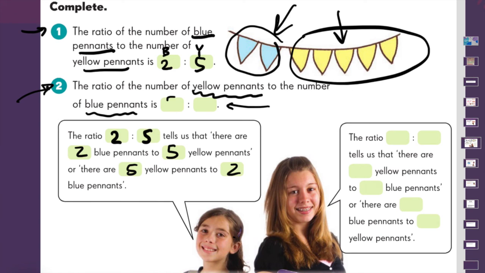Hopefully you saw that there were 5 yellow pennants for every 2 blue pennants. So the ratio was 5 to 2. And this tells us that there are 5 yellow pennants to 2 blue pennants, and that there are 2 blue pennants to 5 yellow pennants.